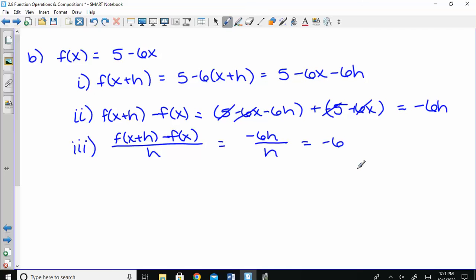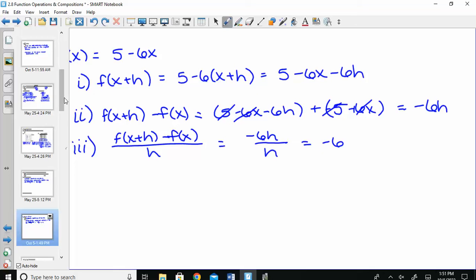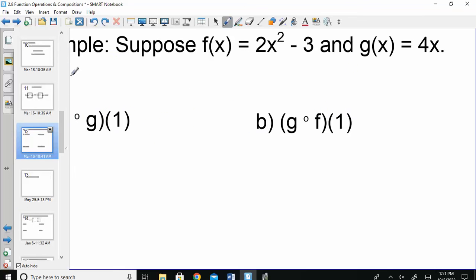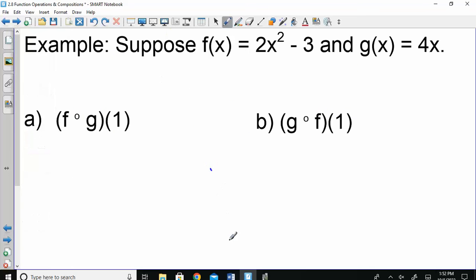Very last thing I'm doing today, do you guys remember compositions at all from Mrs. Keller's class? Okay, we're just going to do these two today, and we'll pick up with these tomorrow. Okay, so last two. So that composition, it's got that little circle there, or it might be written as f of g of 1.